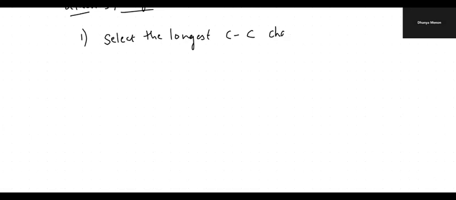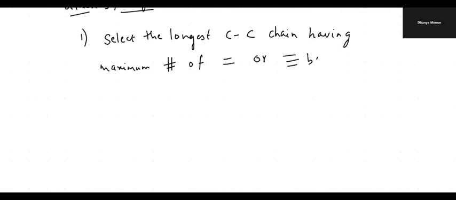Okay, this is the rule that matches with the nomenclature of alkanes. But here, you have to select the longest chain having maximum number of double or triple bond. So how many double bonds and triple bonds, as much as you can include, you select that chain. Okay. This is one of the rules. We will do examples for everything, don't worry.